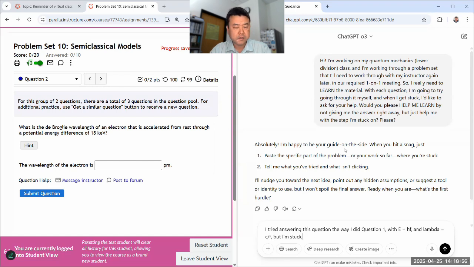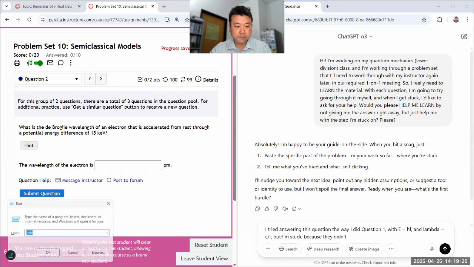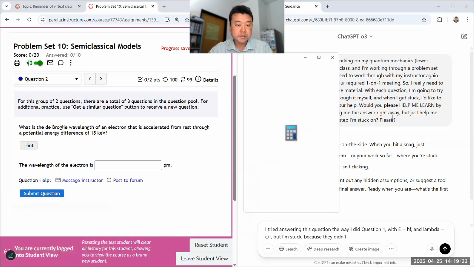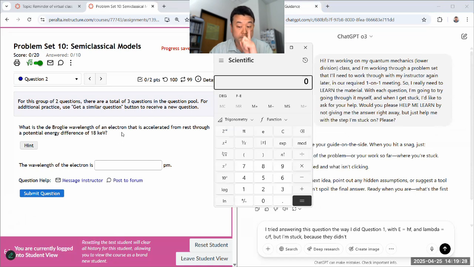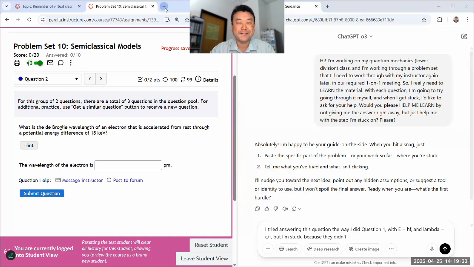But I'm stuck because they didn't. From here, I could potentially, oh yeah, I think I can do it that way because they gave me E. I can work out frequency, and then from that frequency figure out lambda, and it'll say it's wrong. So let me work that out. That's basically the answer it would be if this was a photon, not an electron. Let me use Wolfram Alpha. I don't want to look up constants.